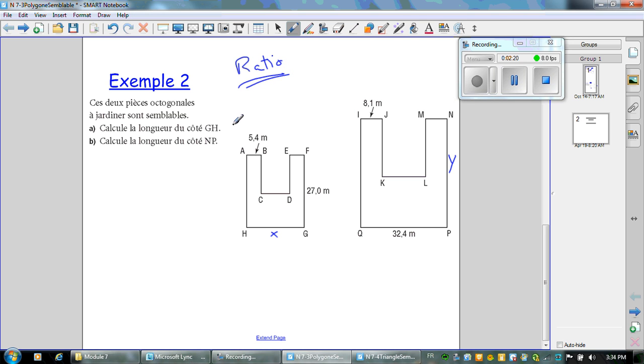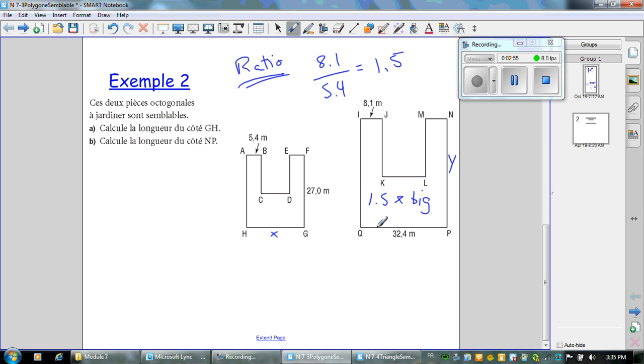To find the ratio, you need to do the division between similar sides. So how many times bigger is this one compared to that one? The only two sides that we have that are similar are AB and IJ. So you're going to do 8 and 1/10 divided by 5 and 4/10. You can see that it goes exactly once, and there's a remainder of 2 and 9/10. So the ratio is exactly 1 and 1/2, meaning that this one here is 1.5 times bigger.